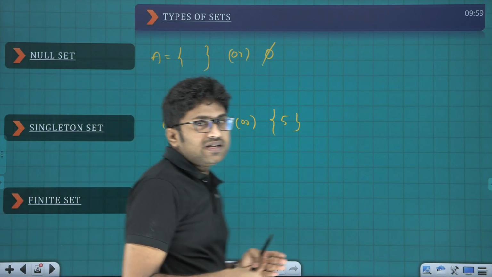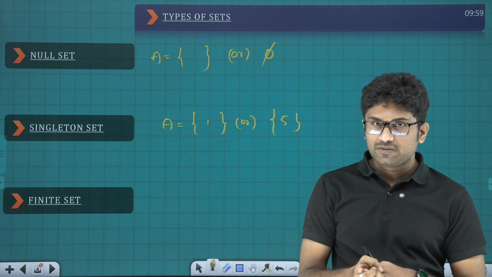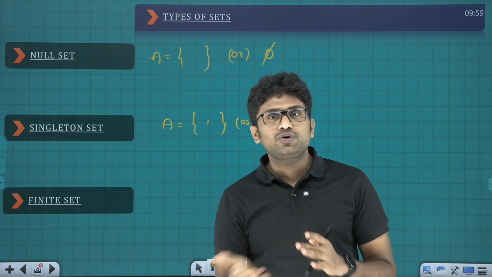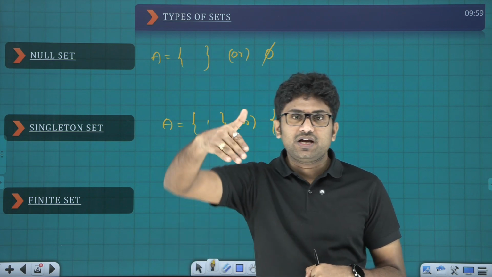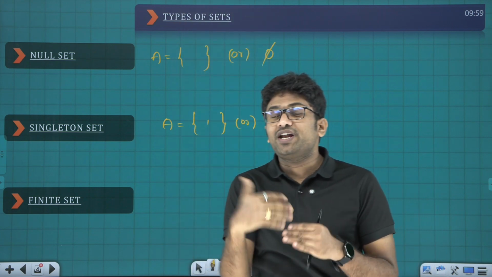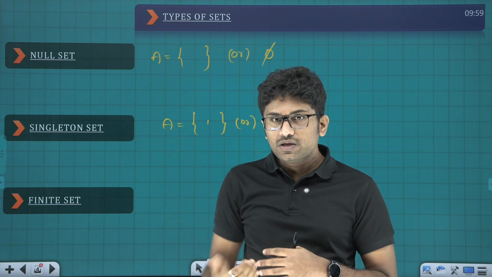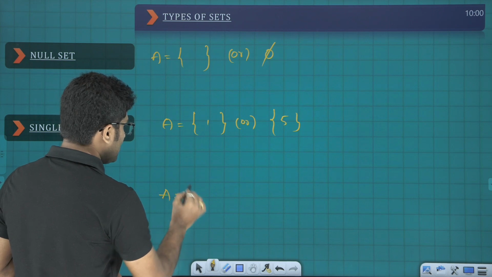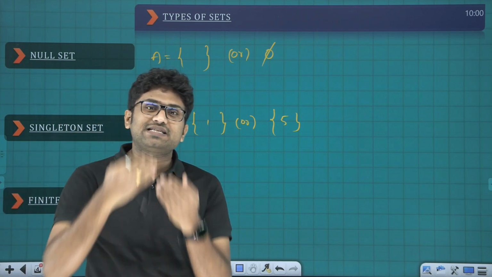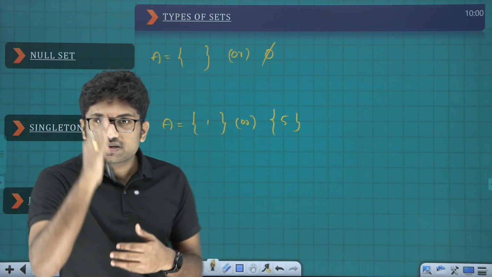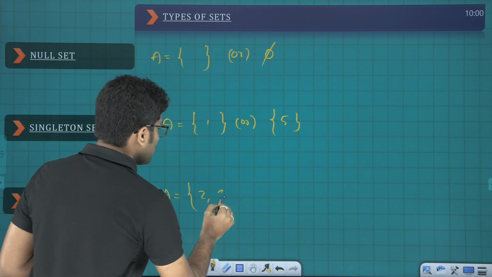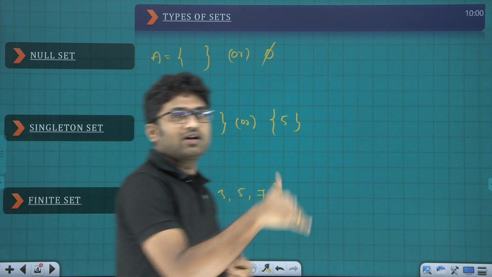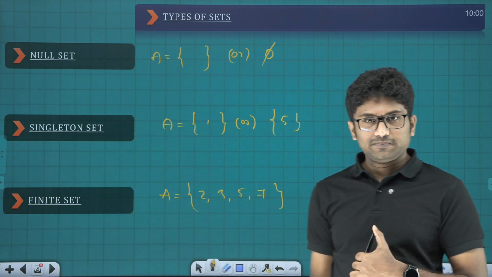Next, finite set. A set consisting of a finite number of elements. If I say the set of natural numbers, is the set of natural numbers a finite set? No. It starts with 1, 2, 3 and so on. There won't be a finite number of elements in the set. So a finite set means a set consisting of a finite number of elements. Set A is equal to the set of prime numbers less than 10. So 2, 3, 5, 7, that's it. 2, 3, 5, 7 are the prime numbers which are less than 10.